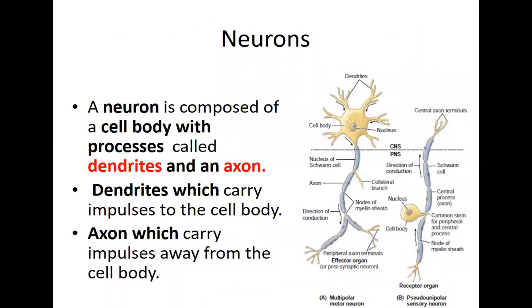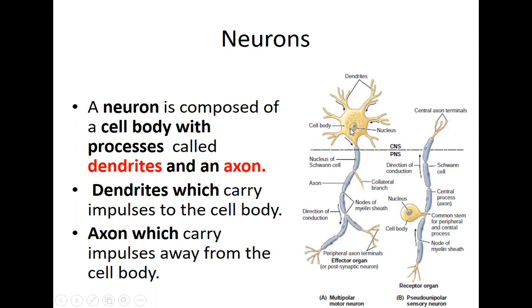So now coming to the structural and functional unit, that is the neuron. So what is the shape? This is how the neuron will look like. So this is the structure of the neuron. So the neuron is composed of a cell body with processes called as dendrites and an axon. This is the cell body of the neuron, and inside there is a nucleus. Then it has finger-like processes. These are called as dendrites. So multiple short processes called as dendrites and a long process. This is called as axon.